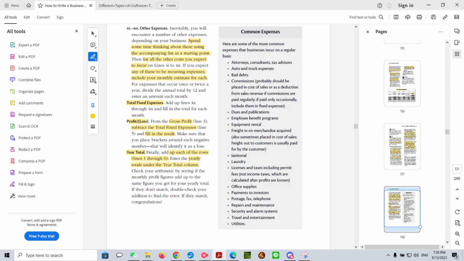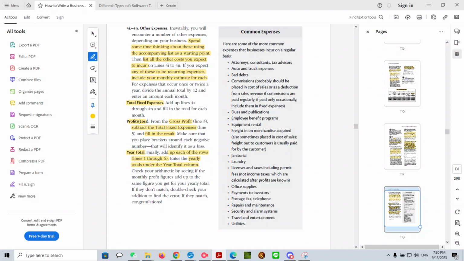Check your arithmetic by seeing if the monthly figures add up to the figures of your yearly total. One of the things that accountants do is use calculators to double check that your arithmetic is correct. Make sure all the addition and subtraction, multiplication and division is correct. What I recommend you do is double check this with a calculator. It'll be a little faster, and you can be assured that it's correct.